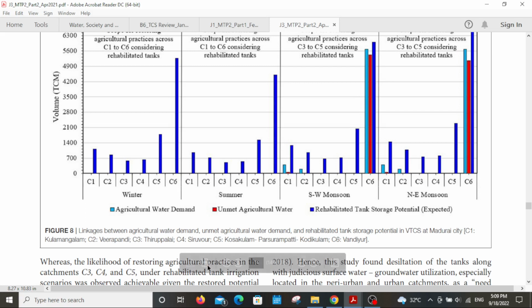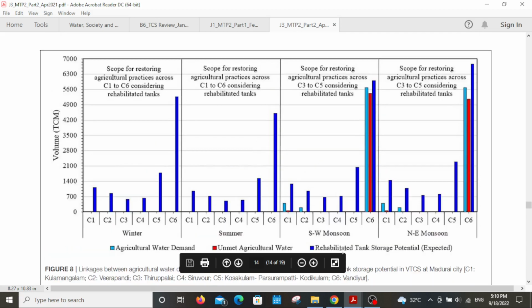So we see here that the red indicates the unmet agriculture water demand, and this dark blue shows the rehabilitated tank storage potential, which is our expectation if the tanks are revived. And we see here that although there is no agriculture water demand during winter and summer, this is the amount of water that will be available if the tanks are rehabilitated. So corresponding to each catchment, this much is the quantity of water which is available if tanks are rehabilitated, and then we can utilize this water for agricultural purposes.